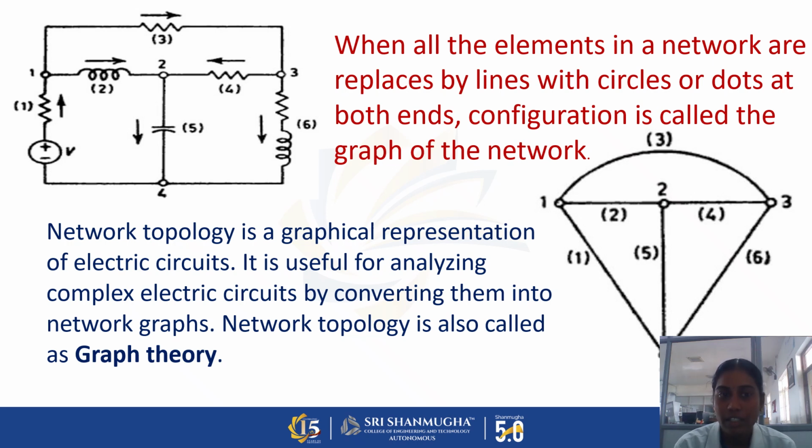Even though the electrical circuit consists of so many passive components, all the components are replaced by simple branches. A branch is nothing but a straight line connecting two dots. That is called a branch. The connecting dots are called node points. So the graph consists only of branches and nodes. The graphical representation of the network topology is called graph theory.